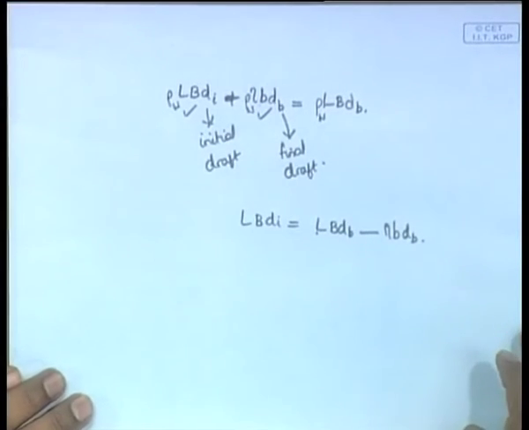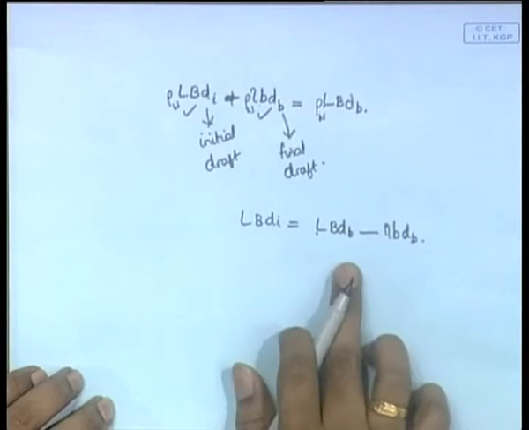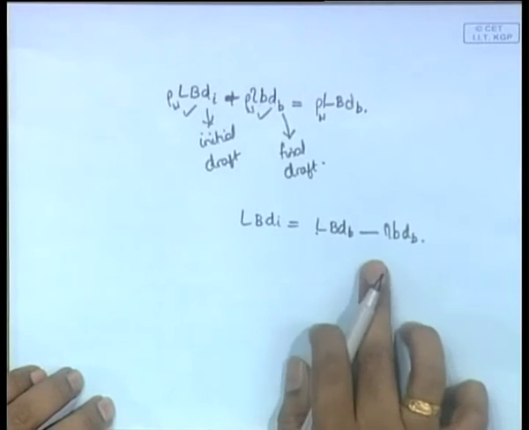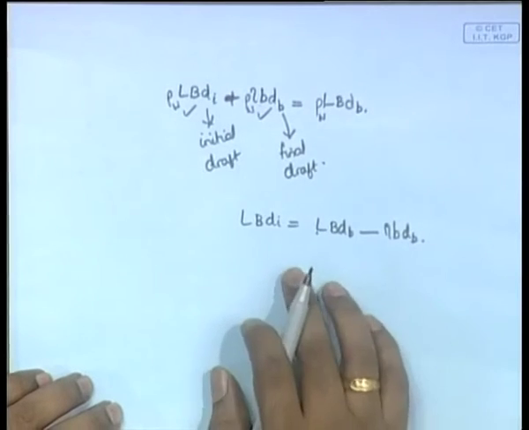Now we can also see it as a loss of buoyancy. It's slightly more difficult to think of it that way instead of weight. So what you are saying is that the initial buoyancy is equal to the final buoyancy minus the loss of buoyancy. At any rate, this is the equation.